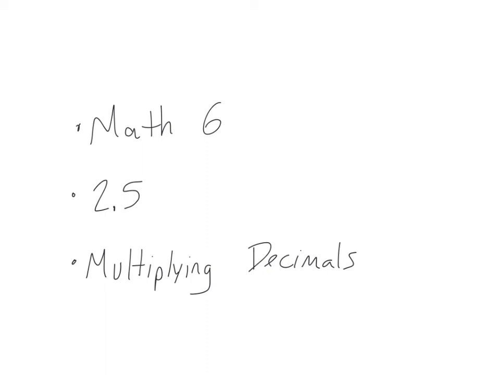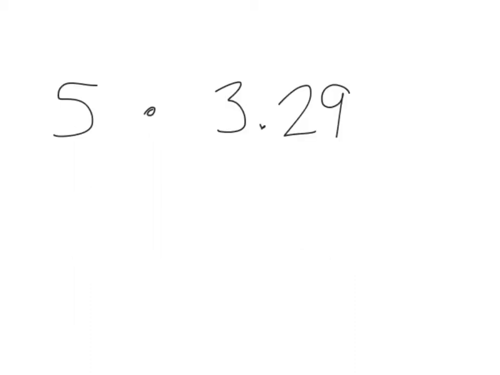Hey, Math 6, 2.5. Today we're talking about multiplying decimals. Hopefully one of the shortest videos you have all year. Alright, so let's do 5 times 3.29. Should be pretty simple. We can kind of estimate our answer.